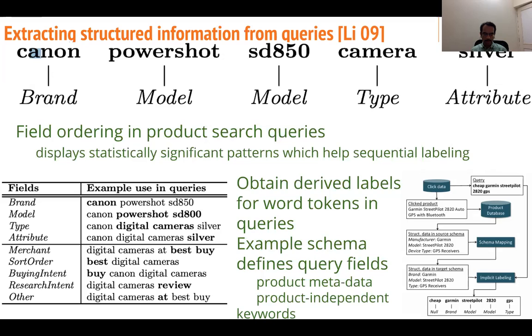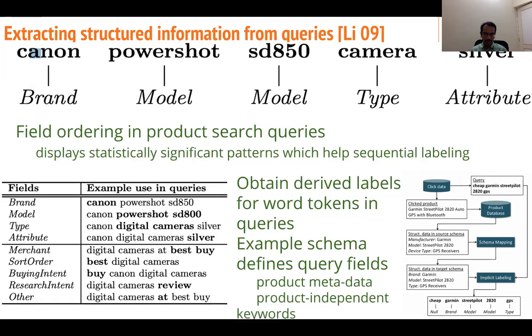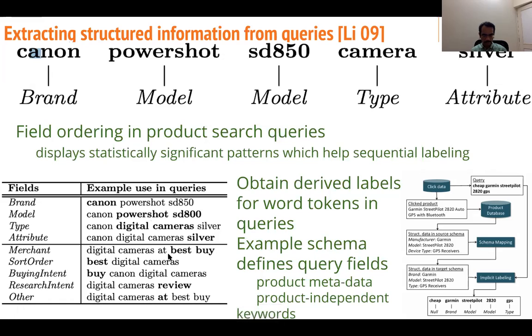Note that none of the fields in the second row of the table exists in the product database. Consequently, word tokens of these fields are bound to have null labels, as an example, the word cheap in the figure. In this regard, a pure unsupervised approach is inadequate to label such fields correctly.